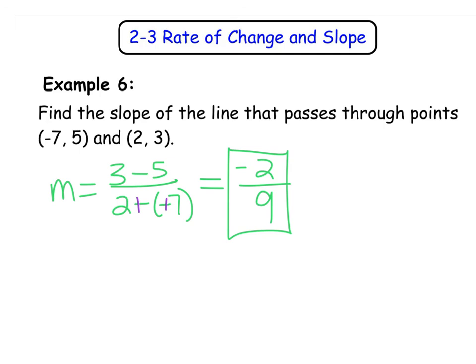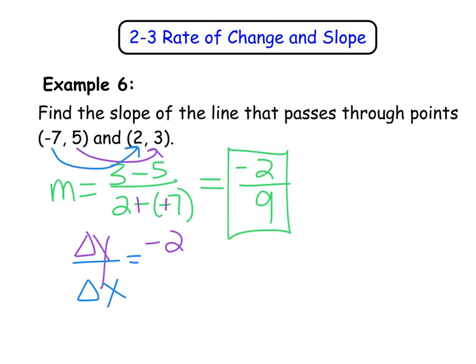Other method, your change in y, how do you get from 5 to 3? You subtract 2. How do you get from negative 7 to 2, your change in x? You add 9. So again, your slope is negative 2/9.